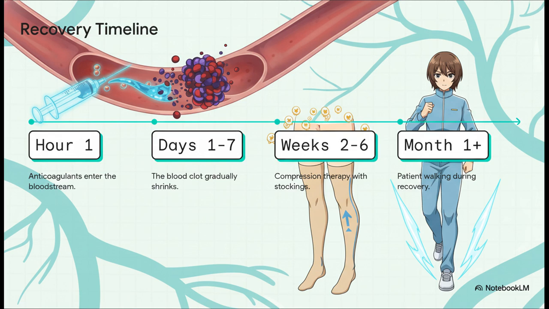And by month 1 and beyond, the clinical focus shifts heavily toward early mobilization. Ambulation is the ultimate long-term prevention strategy. Walking actively engages the calf muscle pump, physically squeezing those deep veins to restore optimal, healthy venous return.